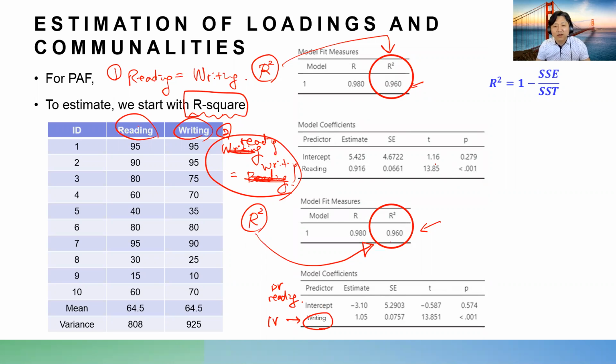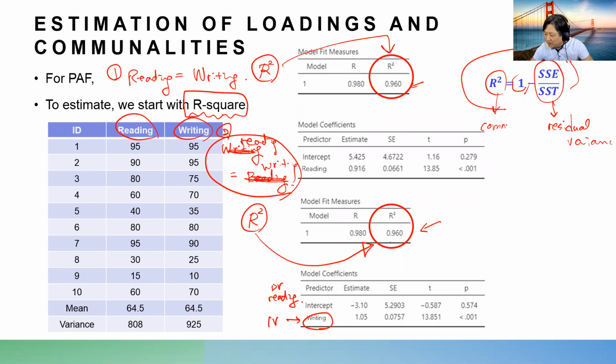So we run regression analysis and we get the R square value. This R square value is very similar to the commonality because, by definition, R square is 1 minus sum of squares error over sum of squares total, right? So sum of squares error over sum of squares total, this is the residual variance, the error variance. This is the total variance. If you subtract the residual variance from the total variance, you get the R square. That R square is a commonality.